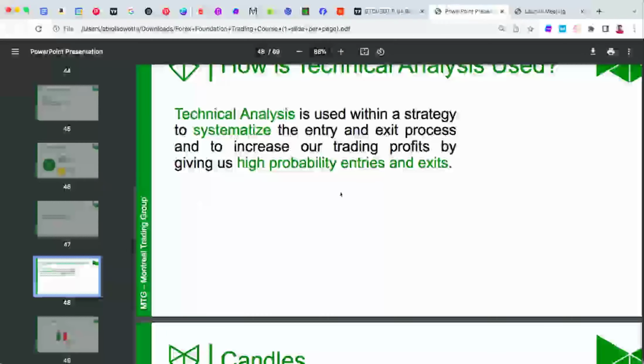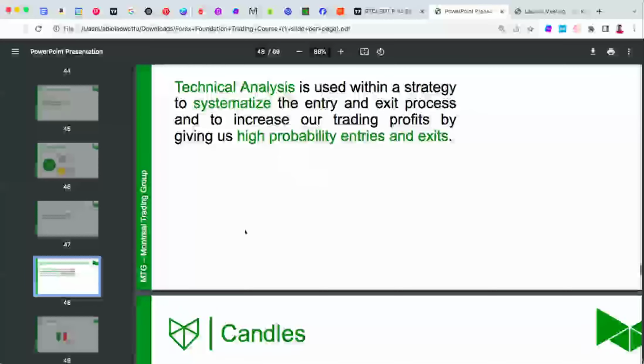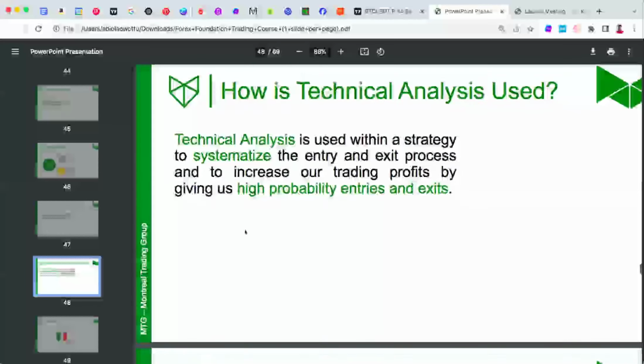For the PowerPoint, yeah, sure, okay. The topic that we'll be talking about this evening is trend lines and candlesticks. So as we can see from the screen, how is technical analysis used and all of it.